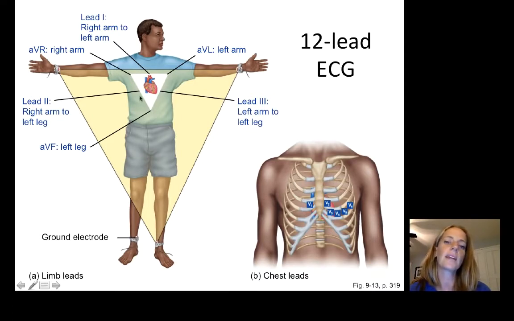So the electrical activity in the heart can be measured by placing electrodes around the chest and across the arms and legs to capture that activity.